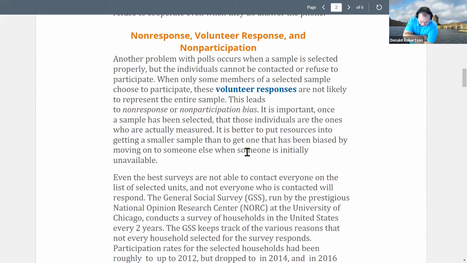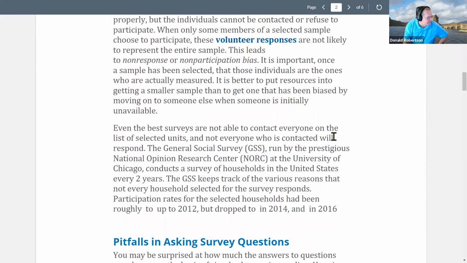Non-participation. Non-participation is you don't even take part. It's very close to non-response. Non-response, you get to ask them, and then they say it's none of your business. In non-participation, don't you send out the letter which they're to fill in, and they just don't bother filling it in, right? Very similar.